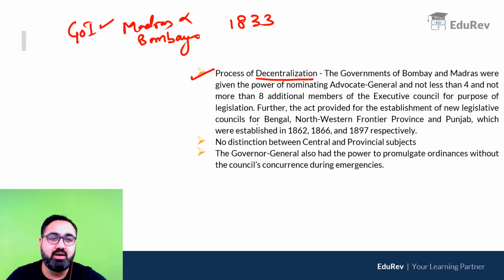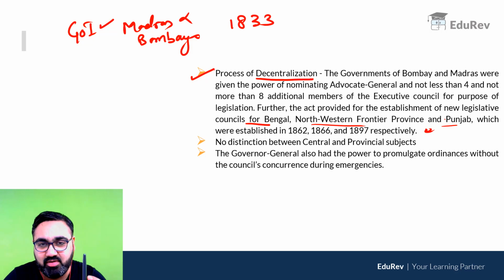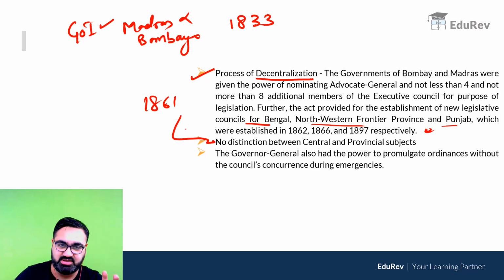फॉर एग्जांपल लेजिस्लेटिव काउंसिल बन गई बंगाल में अलग से, नॉर्थ वेस्ट फ्रंटियर प्रोविंस में, पंजाब में. All of these were given their own legislative council, कि आपकी खुद की लेजिस्लेटिव काउंसिल है, वो अपने लॉज खुद बना सकते हैं. सेंट्रल गवर्नमेंट सबके लिए लॉ नहीं बनाएगी. However, now this is very important. Remember, 1861 एक्ट के हिसाब से there was no distinction between central and provincial subjects.